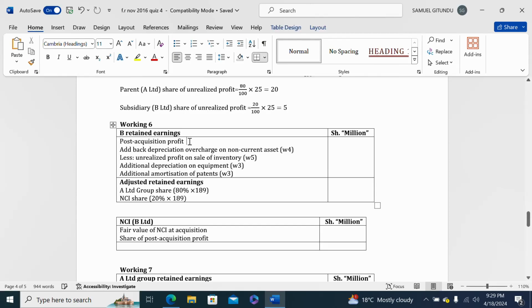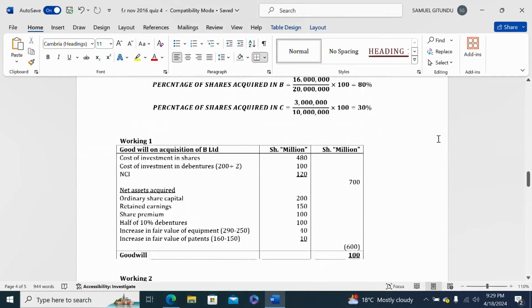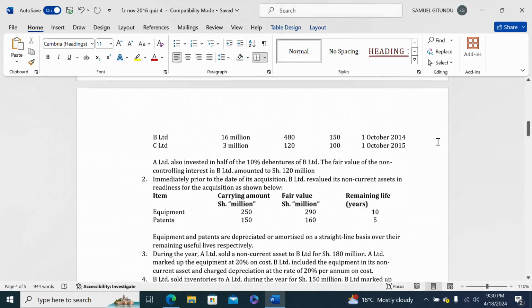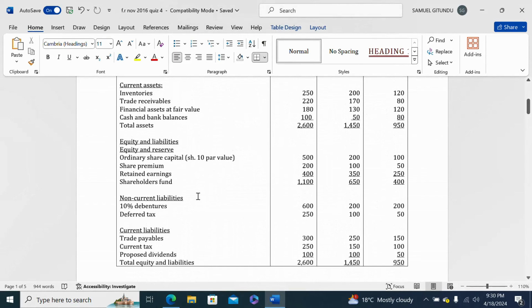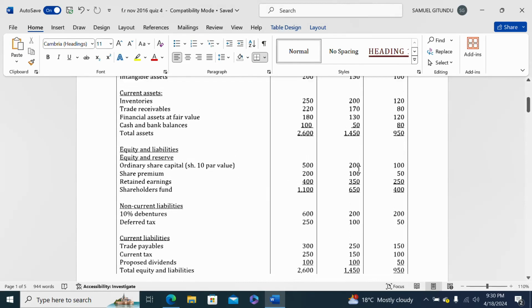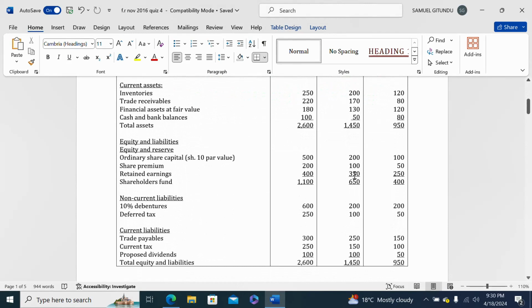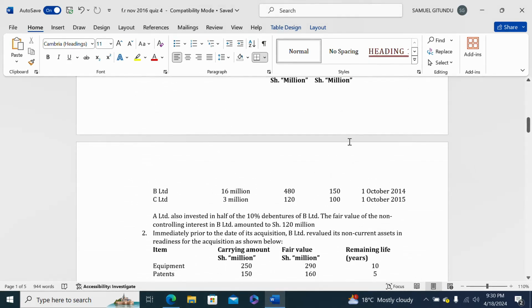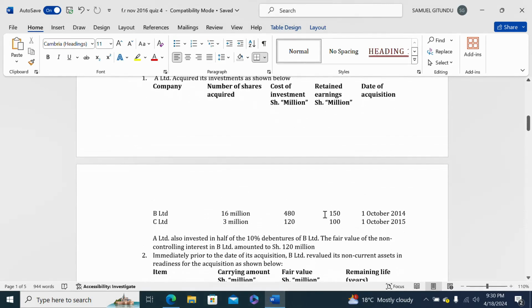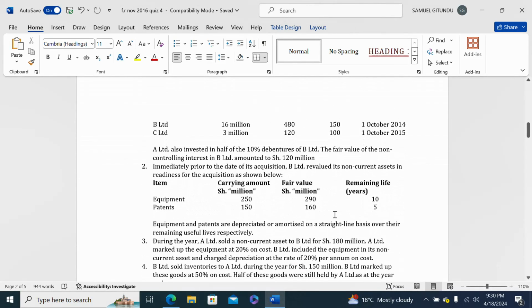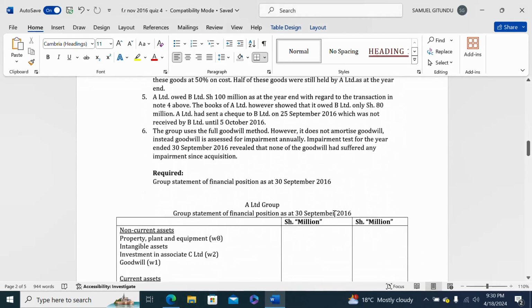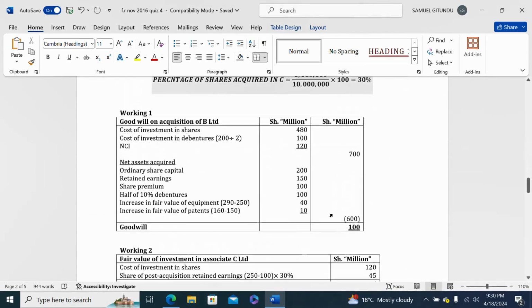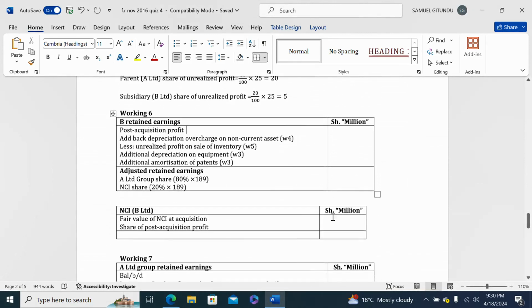The post-acquisition profit in B, we check in the statement of financial position. The total retained earnings in B is 350 million, and the retained earning at the date of acquisition of B is 150 million, which means that our post-acquisition profit is 200 million.